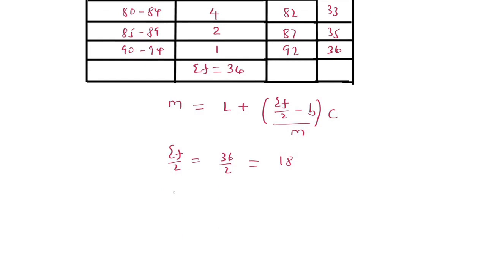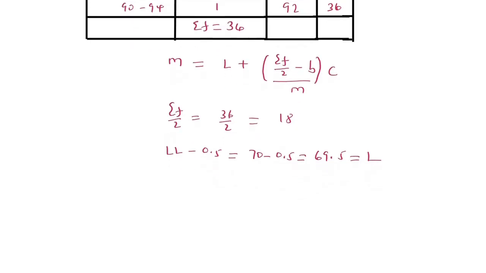From the median class, the lower limit minus 0.5 equals 70 minus 0.5, which equals 69.5, and this is the value of L. The sum of the frequencies before 27 equals 16, the median frequency from the frequency column equals 11, and the class size equals 5.